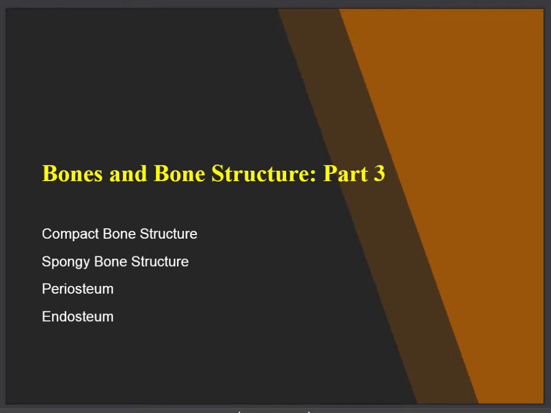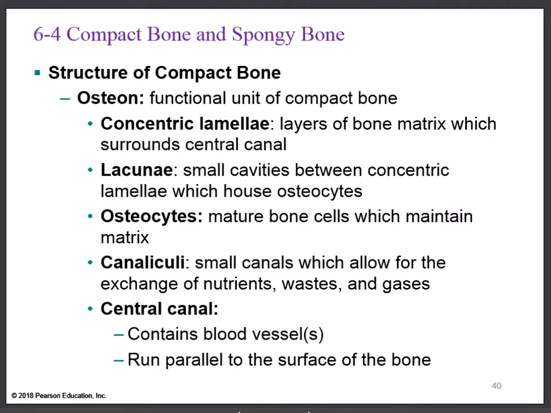In part 3 of bones and bone structure, we'll take a detailed look at compact bone and spongy bone as far as their anatomy, and then we'll take a more detailed look at the periosteum and endosteum. These are all mentioned in the previous lessons. So let's take a look at the structure of the compact bone first.